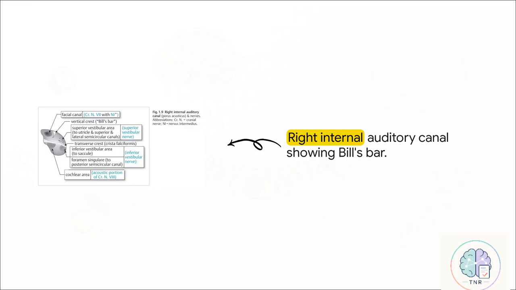Looking at the spatial layout here, you can really see how this mechanism works so brilliantly. Notice how that vertical crest, Bill's bar, safely isolates the facial canal anteriorly from the superior vestibular area posteriorly. And the transverse crest, running right across the middle, separates those top structures from the inferior vestibular area and the cochlear area below. Literally, this tiny bony grid is the only thing keeping these incredibly delicate nerves neatly organized.